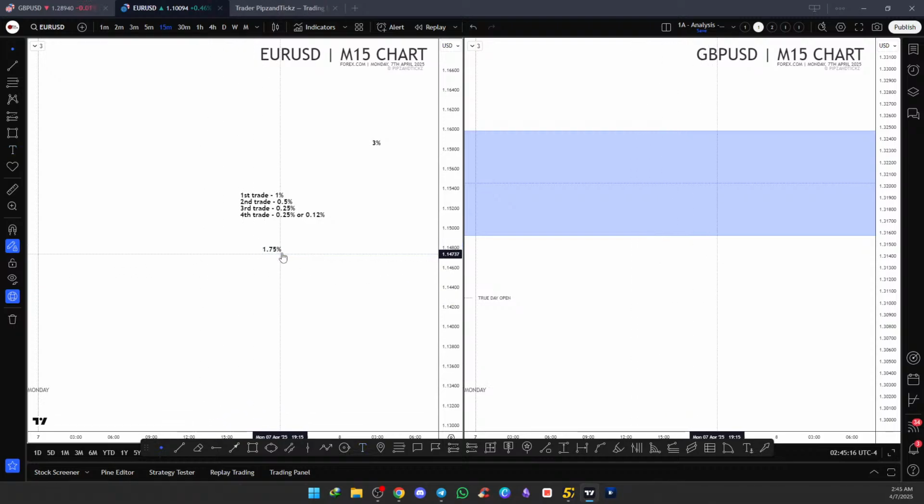Okay, so this is the risk management plan suggested by ICT. This will help in controlling our risk. As long as we control our risk and keep the capital well safe from the drawdowns, we can trade as long as our capital is there, right? So it's highly important that we preserve our capital.